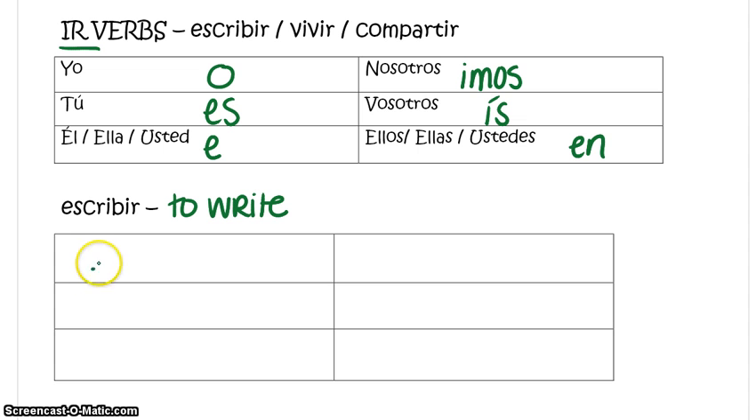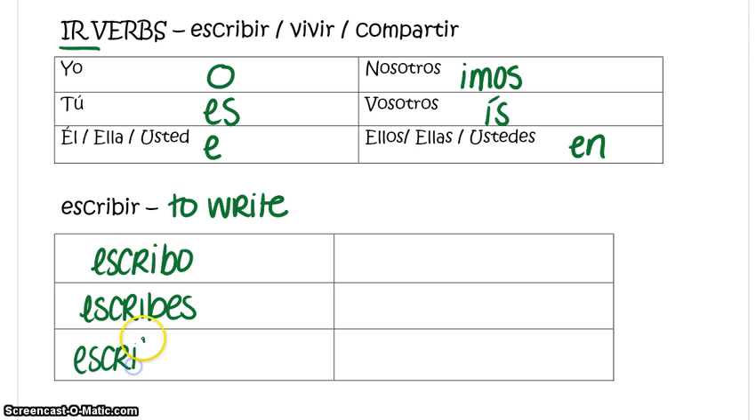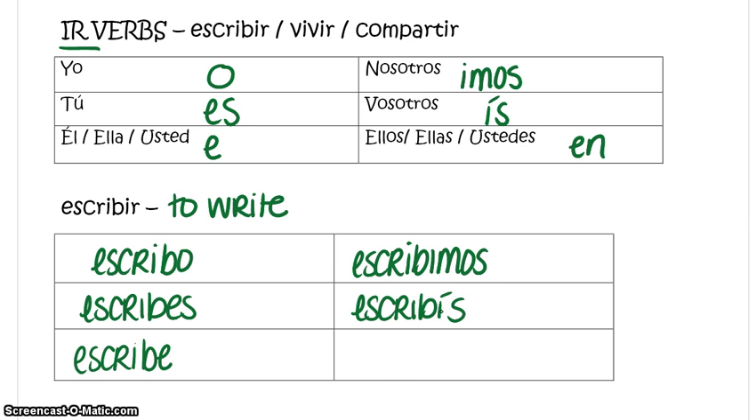So the yo form, meaning I write, is escribo. The tú form, you write, is escribes. The él, ella, usted form, he or she writes, escribe. The nosotros form, we write, escribimos. The vosotros form, you all write, escribís. And the ellos, ellas, ustedes form, you all or they write, escriben.